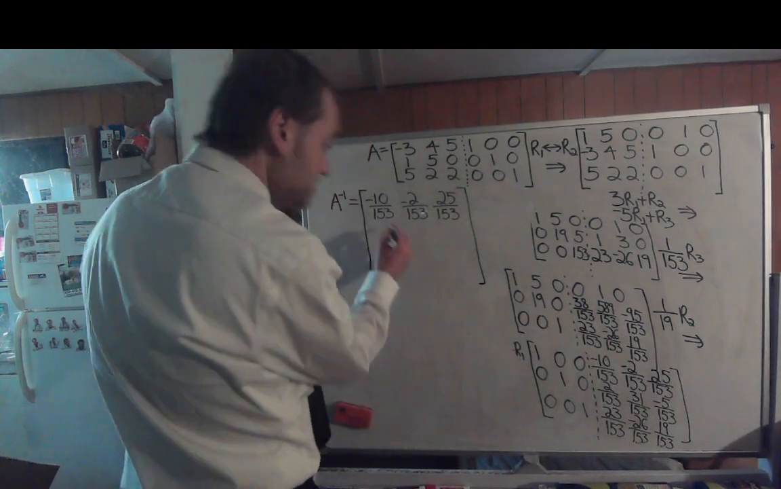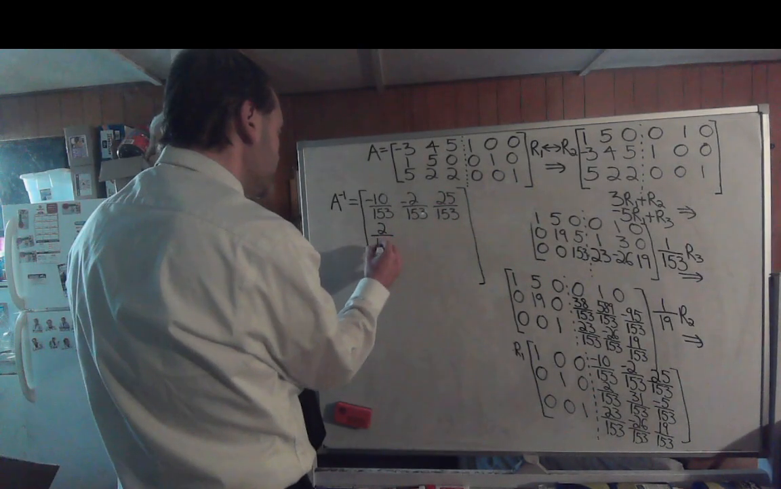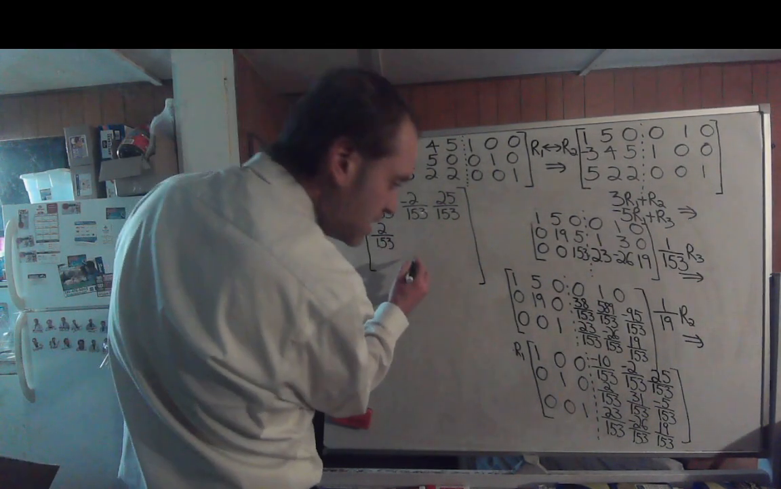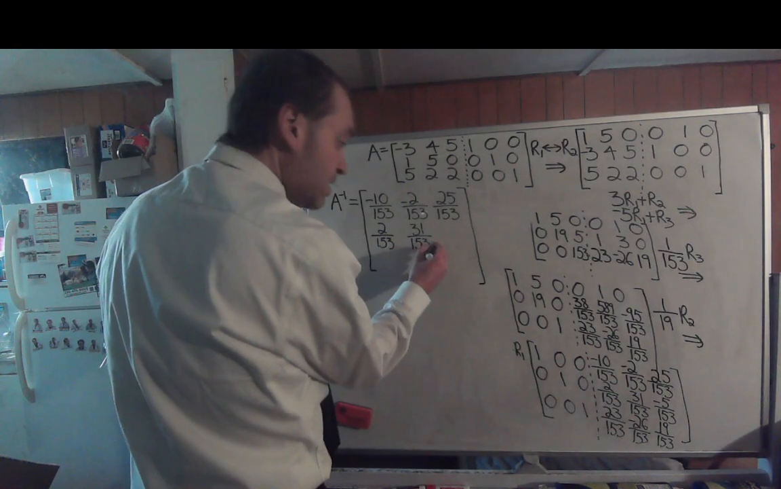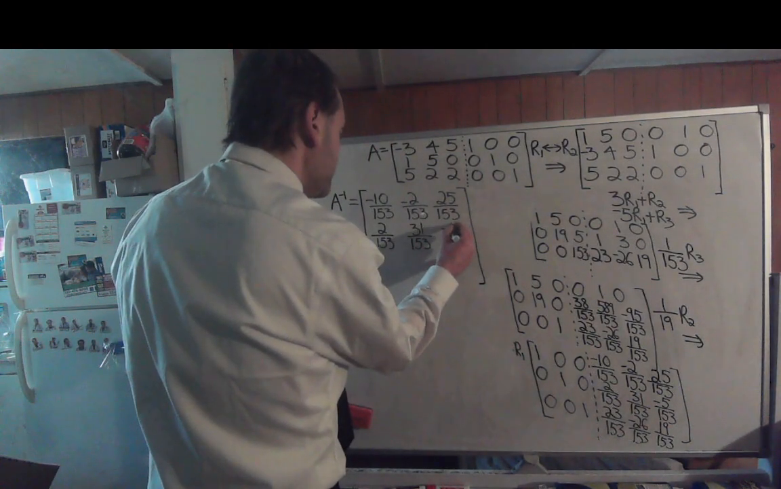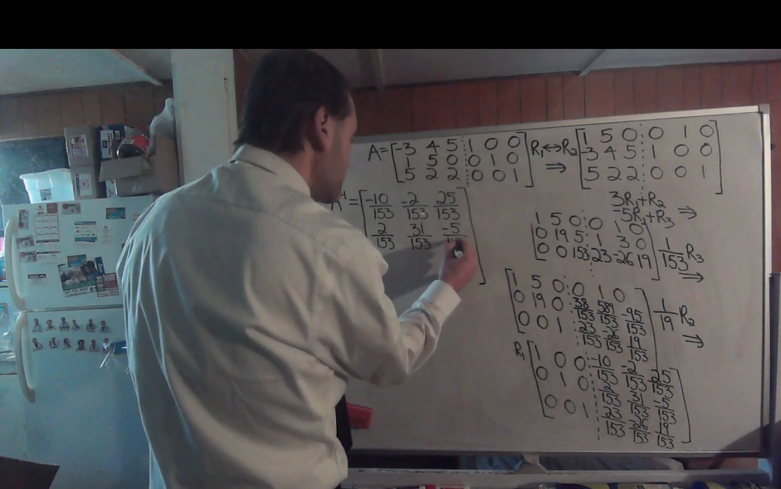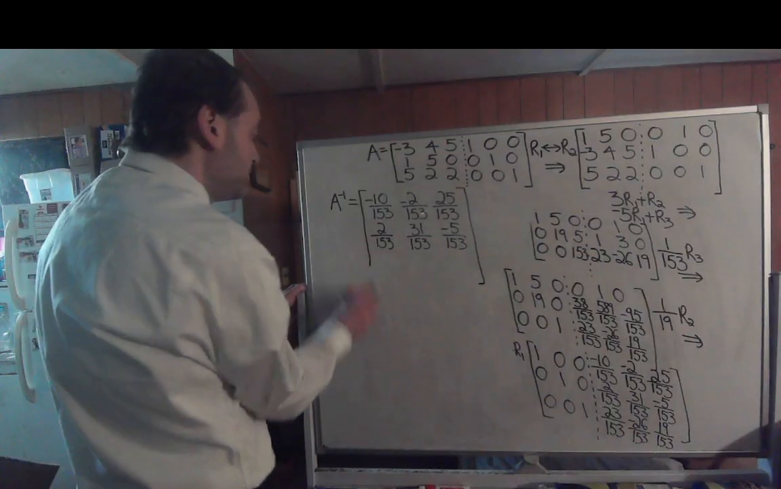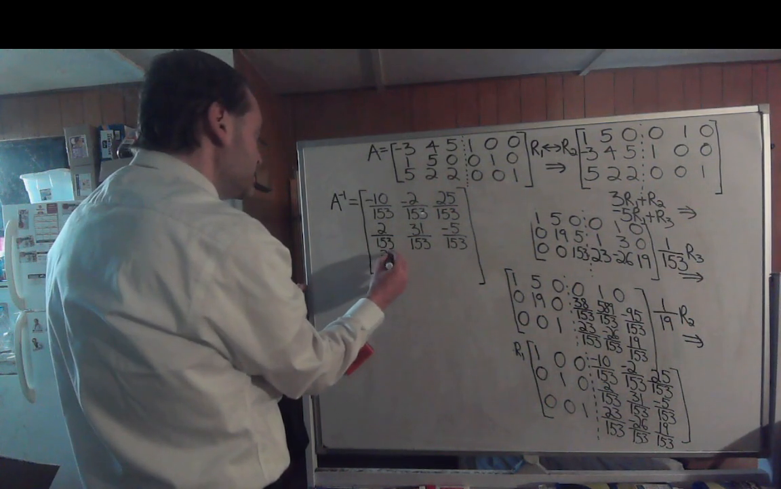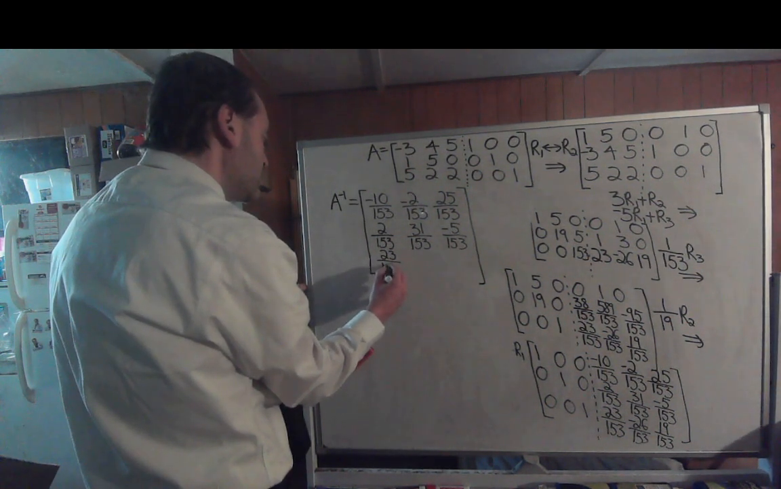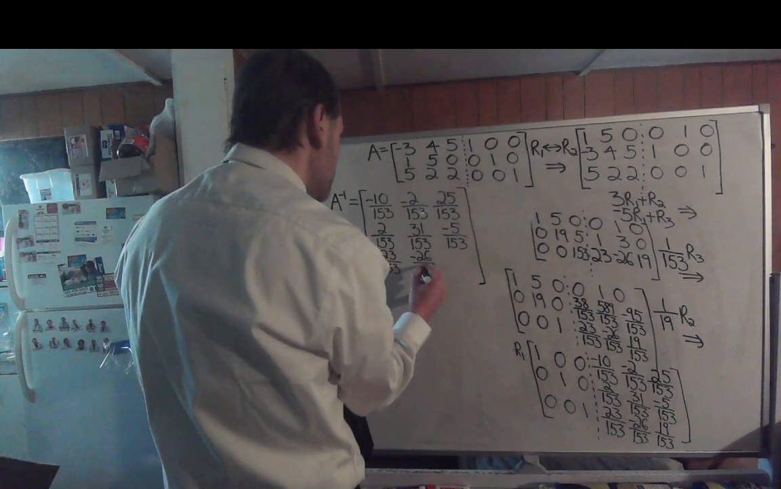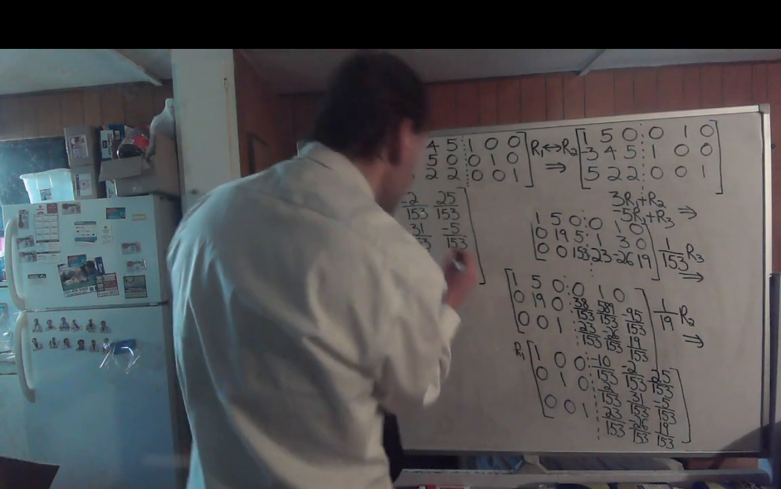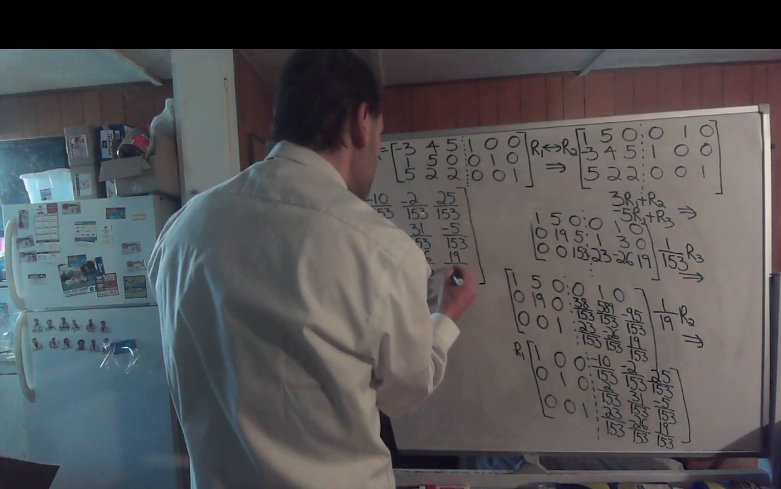Second row was 2/153, 31/153, negative 5/153. Last row has 23/153. Then we have negative 26/153. Then we have 19/153.